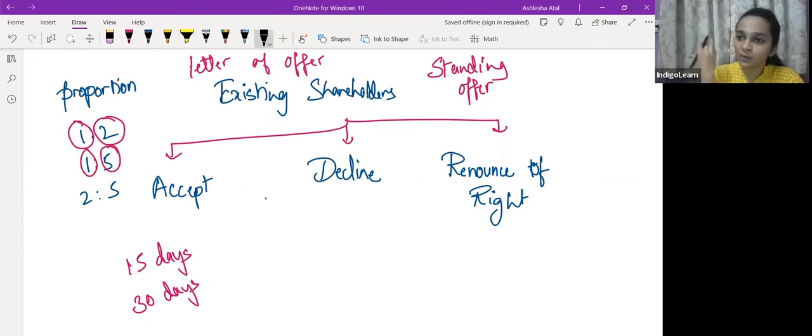It is not that वो full time के लिए open रहेगा, नहीं. मिनिमम 15 days, मैक्सिमम 30 days के लिए ये जो ऑफर है राइट्स इशू का वो ओपन रहेगा. ये पॉइंट समझ में आया?